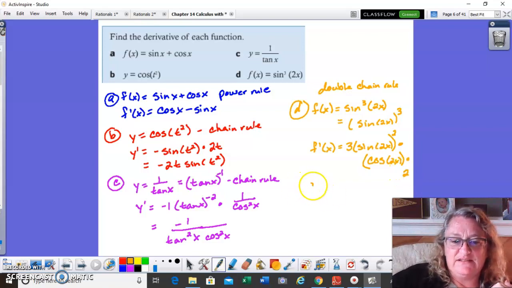So when I simplify this all out, the 2 times the 3 gets me a 6. And I get 6 sine squared 2x cosine 2x.